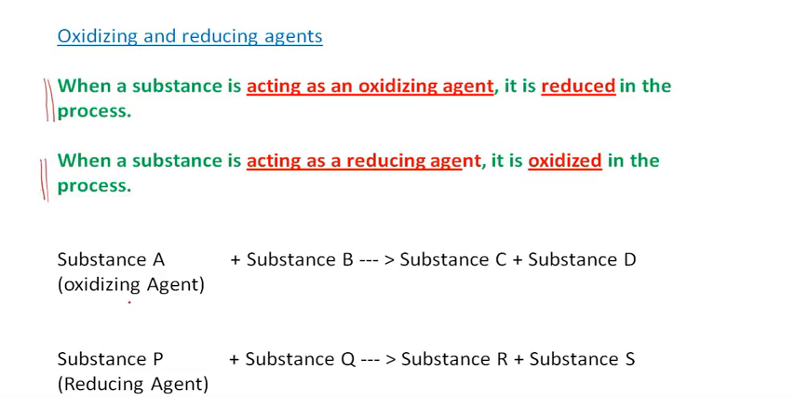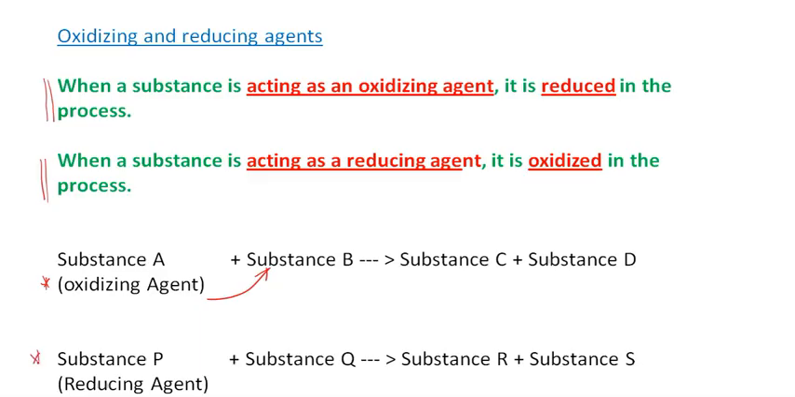So don't get confused. So what we are saying is if we have a substance A reacting with a substance B, and this substance is an oxidizing agent, the oxidizing agent will oxidize substance B, but in the process, this substance, which is substance A, will be reduced. Okay, do you get that? If A is an oxidizing agent and it reacts with substance B, it will oxidize substance B and substance A will be reduced in the process.